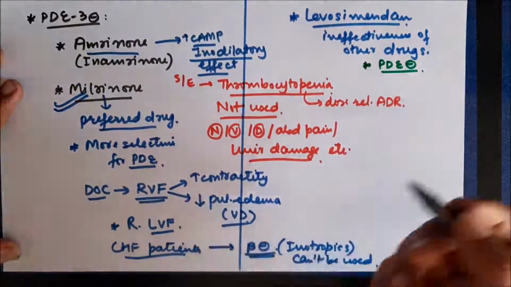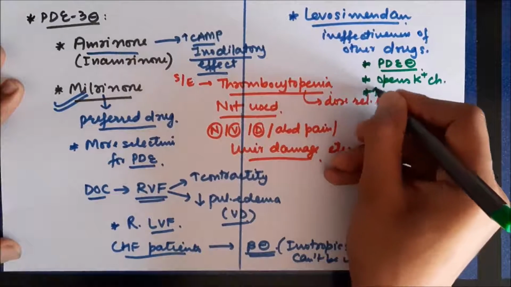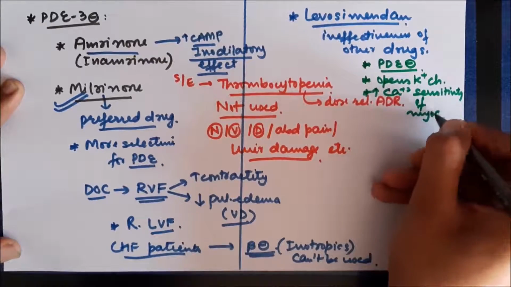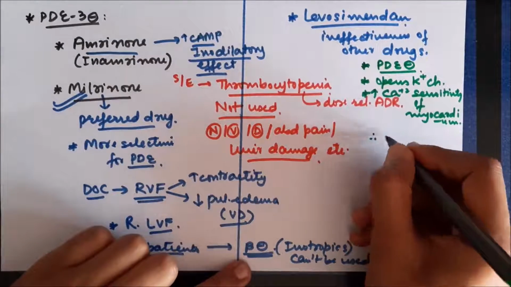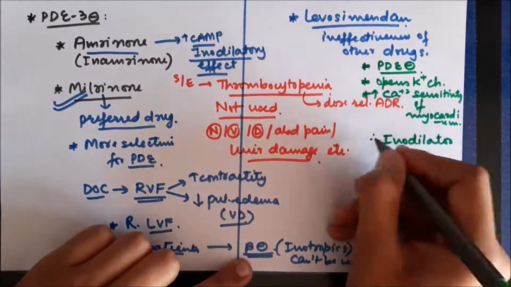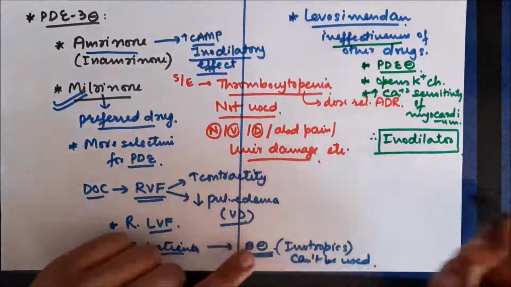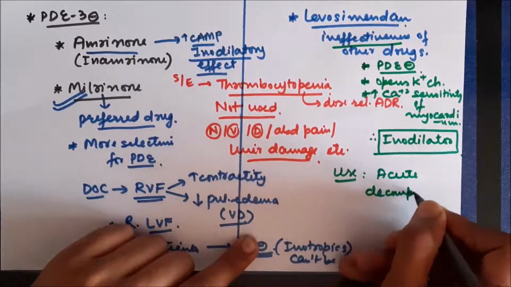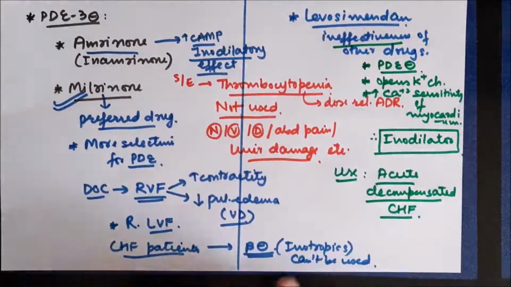It inhibits phosphodiesterase enzyme and produces inodilatory effect. It also opens potassium channels, and it also increases the sensitivity of myocardium to calcium. Therefore, it makes myocardium more sensitive to calcium ions, and thus increases the contractility of myocardium. So Levosimendan is also used, and it's an inodilator. It's used for the short-term treatment in case of acute decompensated cases of congestive heart failure. So these were the drugs that we use for the treatment of acute congestive heart failure.